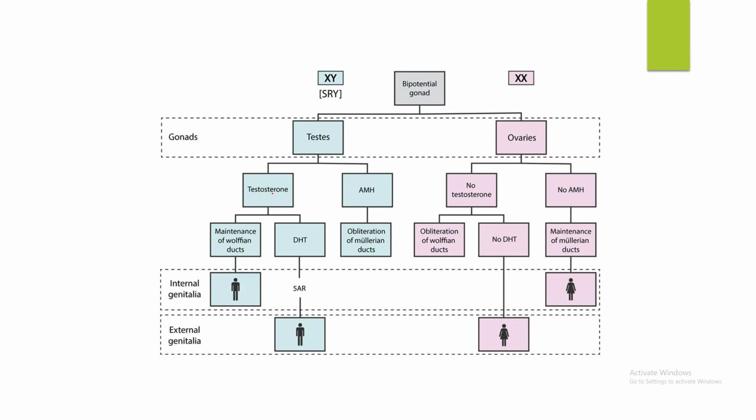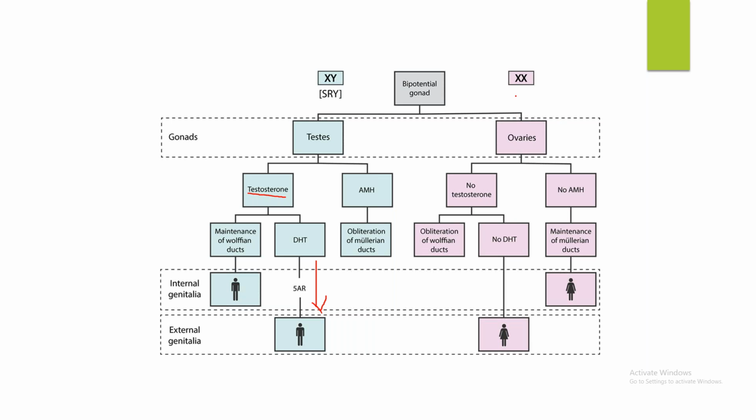Peripherally, the testosterone will be converted by 5-alpha reductase to DHT. This 5-alpha reductase causes conversion of testosterone to DHT, and this DHT is responsible for external genitalia. So for external genitalia to develop, it requires DHT, while internal genitalia will develop in the presence of testosterone. So this is regarding male development.